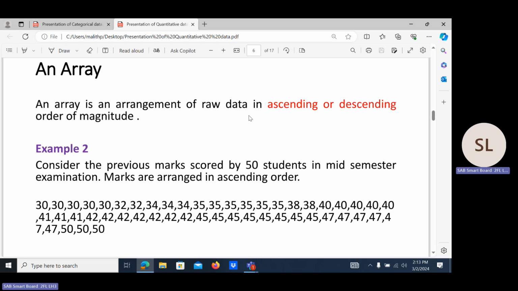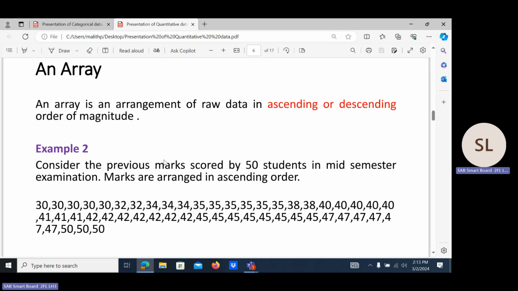Lowest number to largest number. Descending means highest to lowest. Then an array means arrangement of raw data in the ascending or descending order. Okay, then the same example.